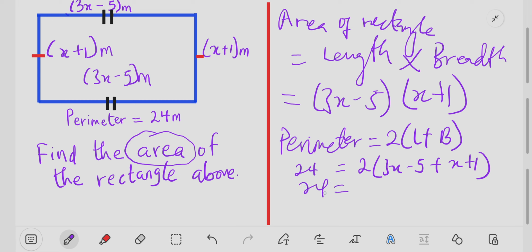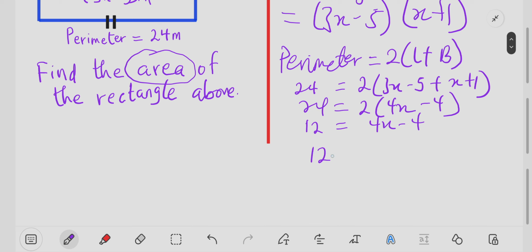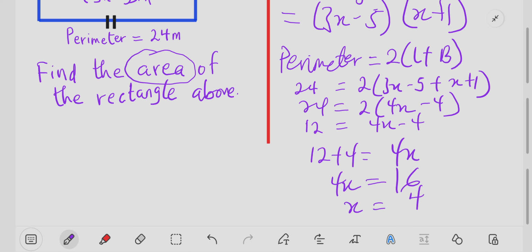So we're going to have an equation over here. At this point, you just have to be simplifying. We are going to get 4x minus 4. You can divide through by 2 to give us 12 equals 4x minus 4. Then you bring the 4 to that side to give us 4x equals 16, and x is finally going to be 4. So we've gotten to know that the value of x is 4.